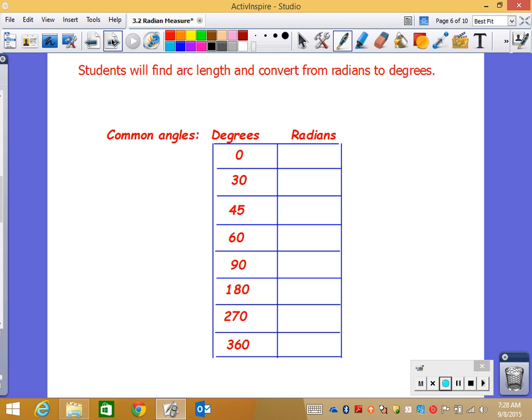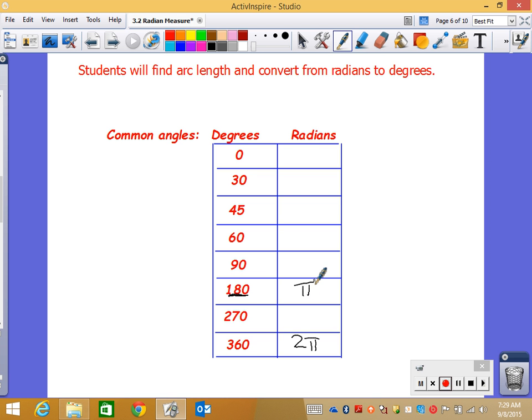Okay, so we're going to fill out a table of commonly used radian measures based on degree measures that we normally use. So 30, 60, 90, 45, 180, 270, and 360. Well, remember, we stated a few slides ago that 360 was 2 pi radians. Well, half of 360 is 180. So we're going to divide 2 pi by 2, just like we would divide 360 by 2 to get 180. So you get 2 pi over 2, or just pi.